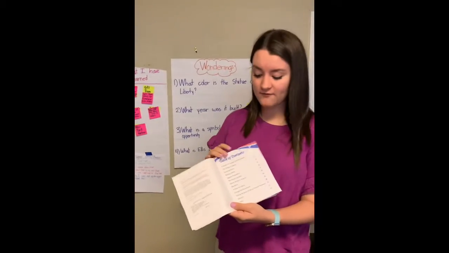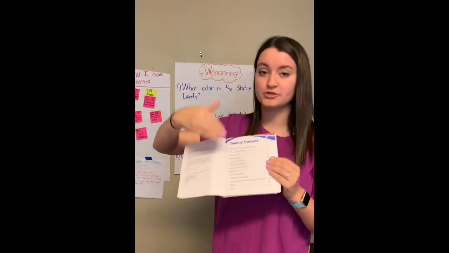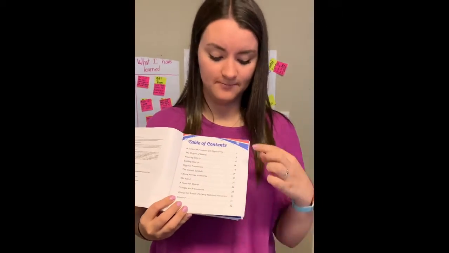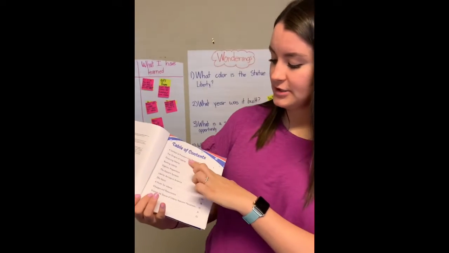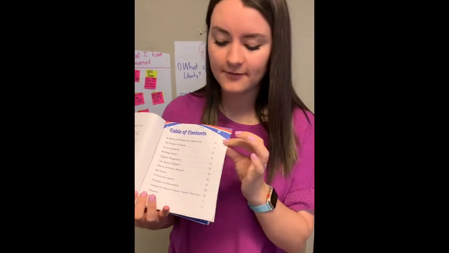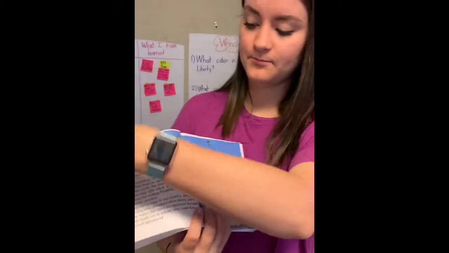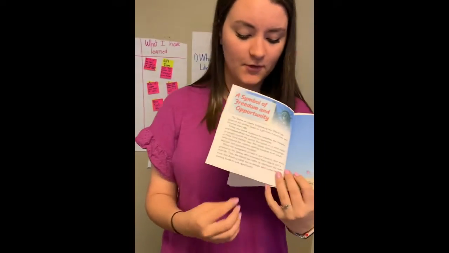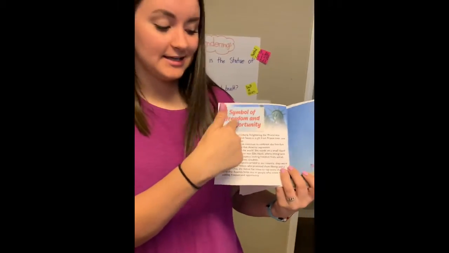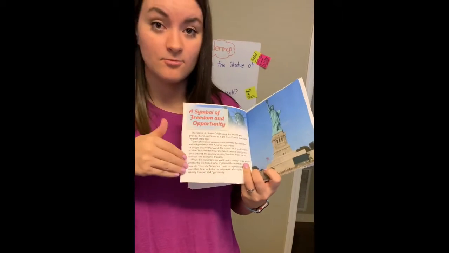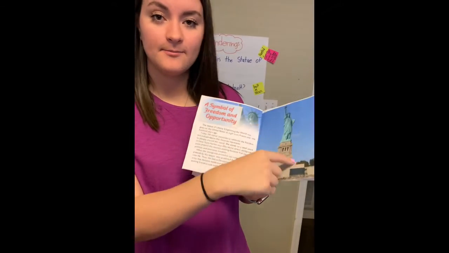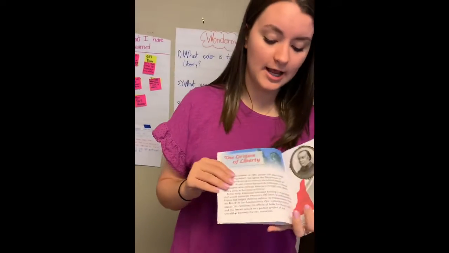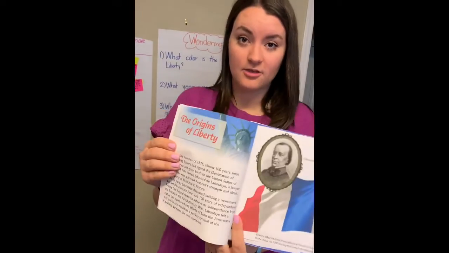Because when you have a nonfiction piece of text, you have your table of contents, which has the titles of each section and the page numbers. So if I wanted to look at a symbol of freedom and opportunity, I flip to page 4. And on page 4, I have my title again, and then I have some reading, and then I have some pictures, or a picture.